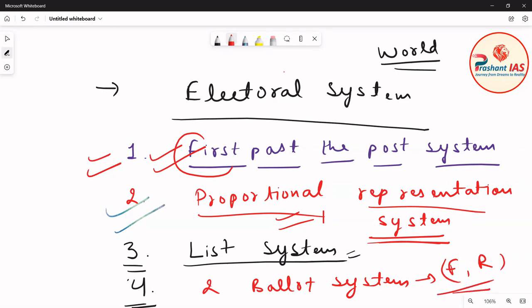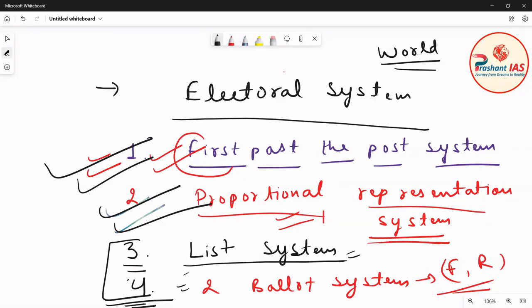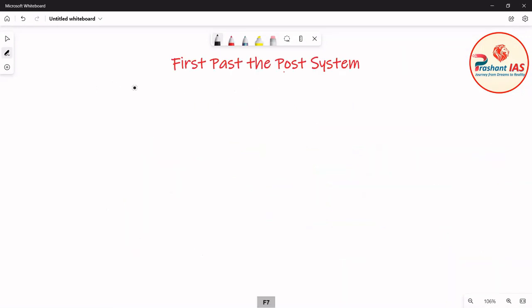Okay, but for us, the most important one is the first past the post system, because it is used in India in Lok Sabha and Assembly elections, and the proportional representation system is also very important because it is used in the election of president, vice president, etc. Later on we will also discuss both of these systems. So now first of all, let us begin our discussion with first past the post system.